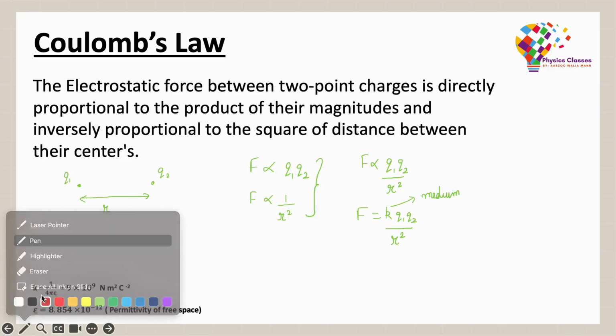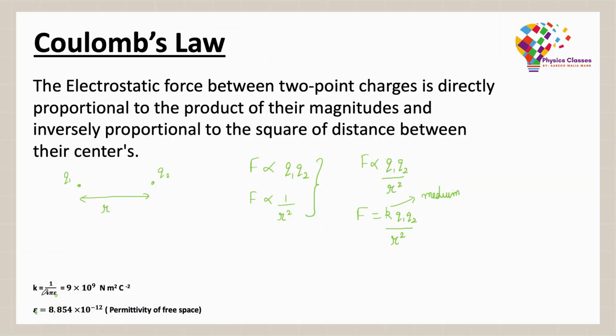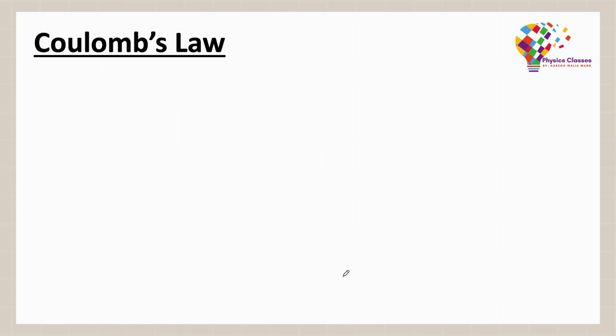Now, the fact is that charge 1 exerts a force on charge 2 and charge 2 exerts a force on charge 1. The force exerted by 1 on 2 is equal and opposite to the force exerted by 2 on 1. So this is simply by Newton's third law. Whatever force one will exert, the other will exert equal and opposite.